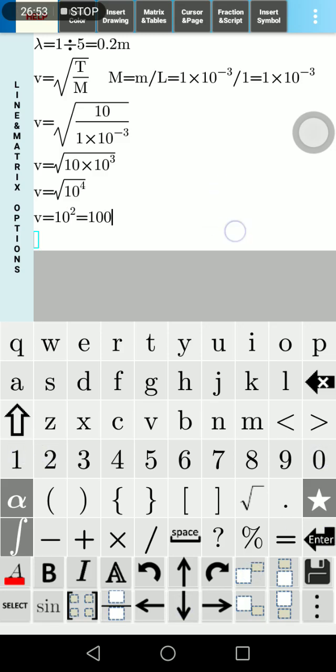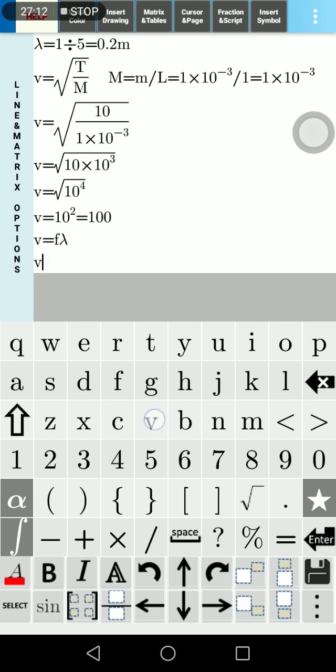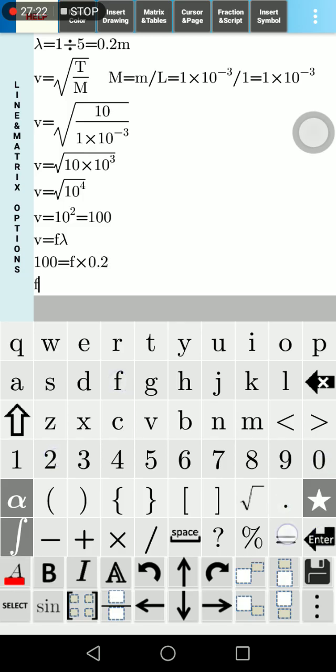Now, remember that velocity is equal to frequency times what? Wavelength. Thank God we have already gotten the wavelength as 0.2 from the beginning. Now the frequency is what we need to get. This frequency is not the fundamental frequency. So V, which is 100, is equal to F times our wavelength, 0.2. Divide both sides by 0.2. You have F equal to 100 over 0.2, which gives us 500. So 500 hertz is the answer.